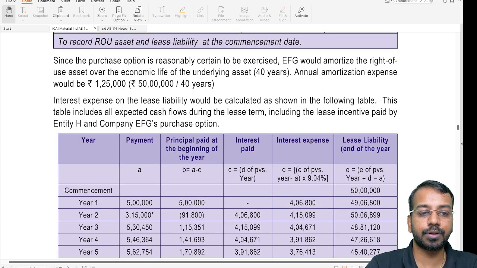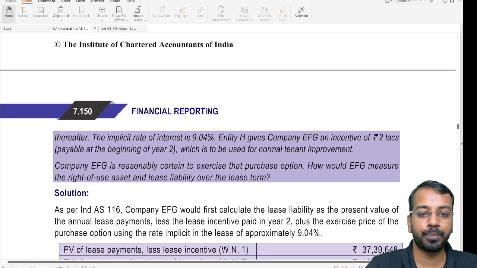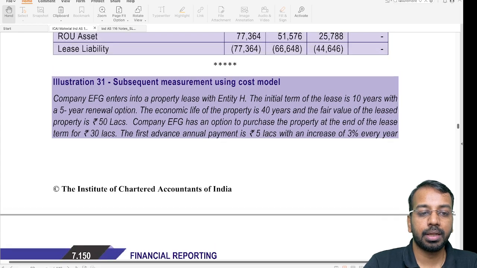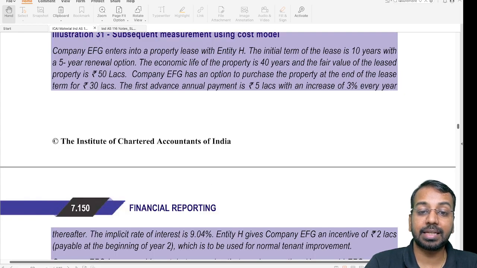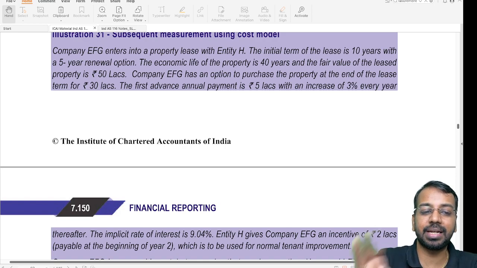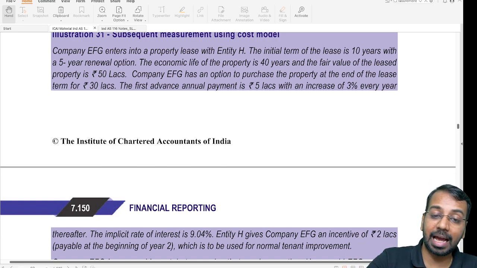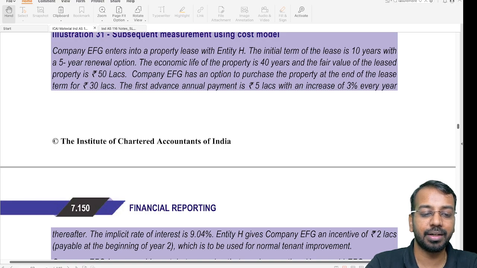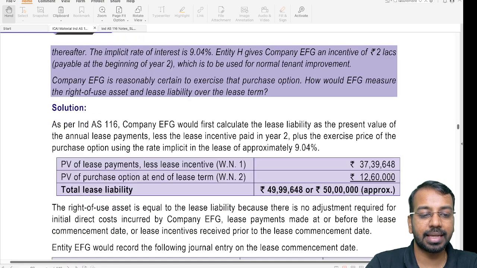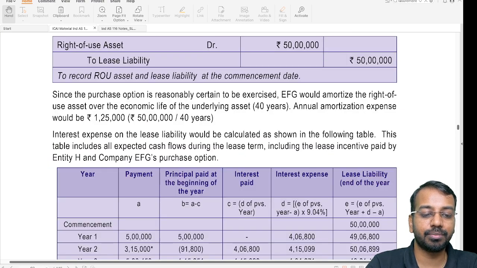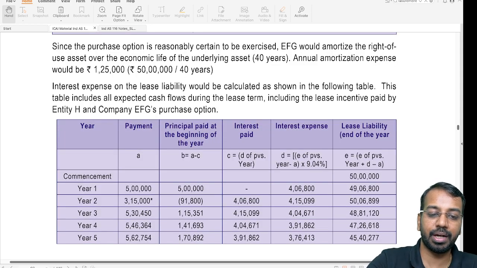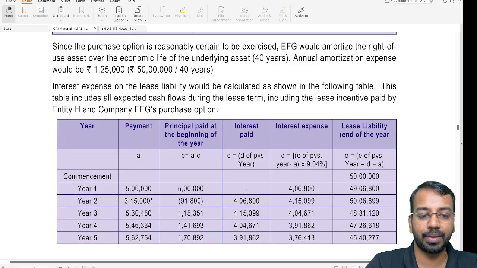Now here, if you see in this particular question, the first advance is annual payment of 5 lakhs with an increase of 3% every year. So when it is defined that it is 3% increase every year, there is a liability to pay 3% increment every year, then you will use that 3% to calculate the lease liability. So each period you will increase that.